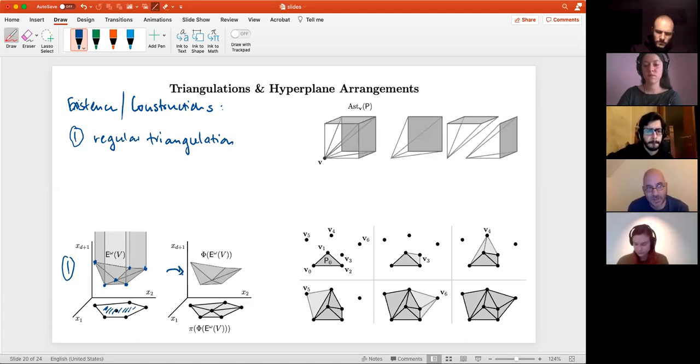This has a huge advantage, that the triangulation comes from another polyhedron. And so the fact that you have some other polyhedron suggests that there's some polyhedral invariance that somehow you can see in the triangulation, and that's exactly what happens.